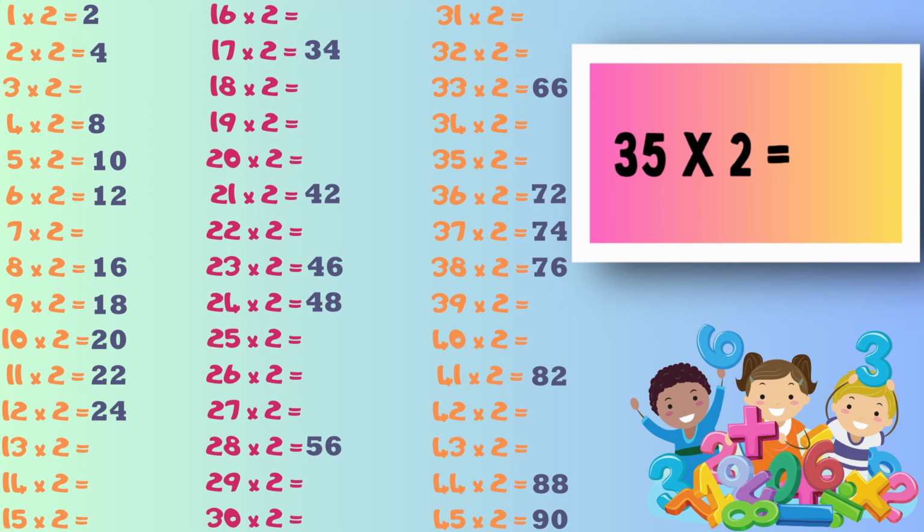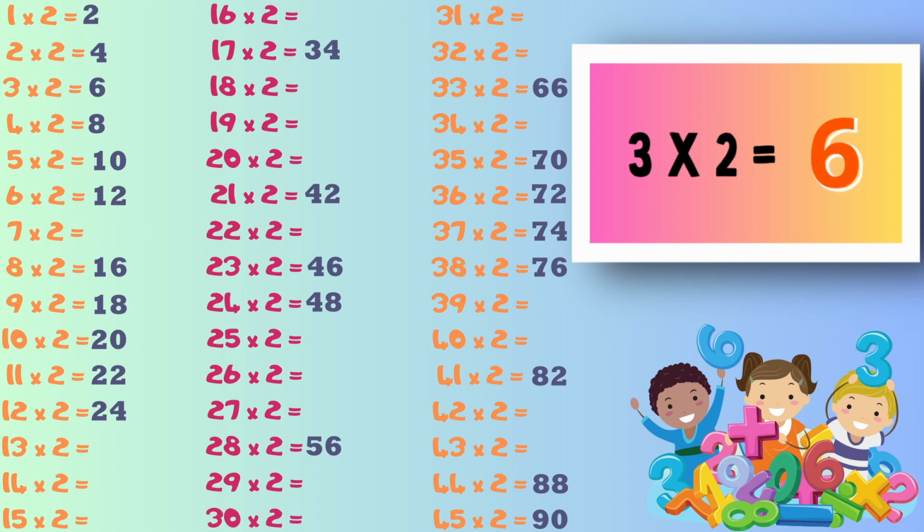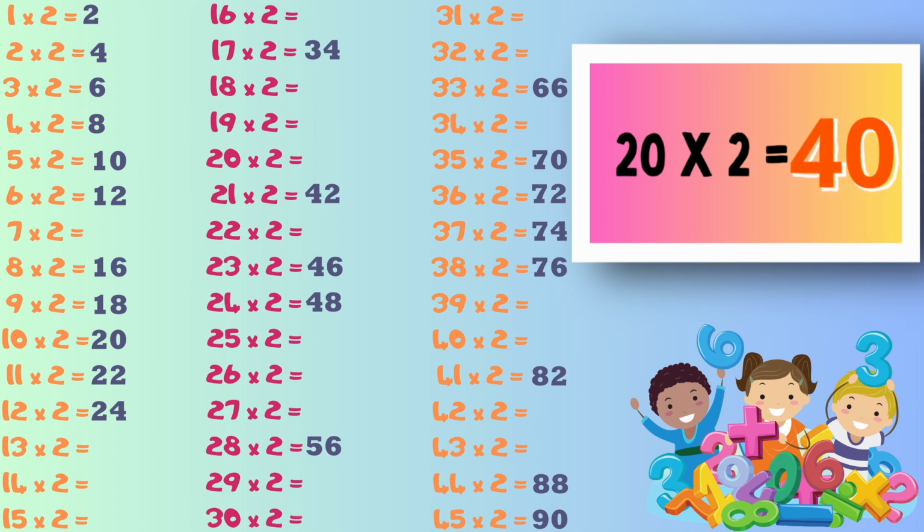Next up, it's 35 times 2. This makes 70. Next, it's 3 times 2, and this makes, that's right, 6. Now, the next sum is 20 times 2, and this equals 40.